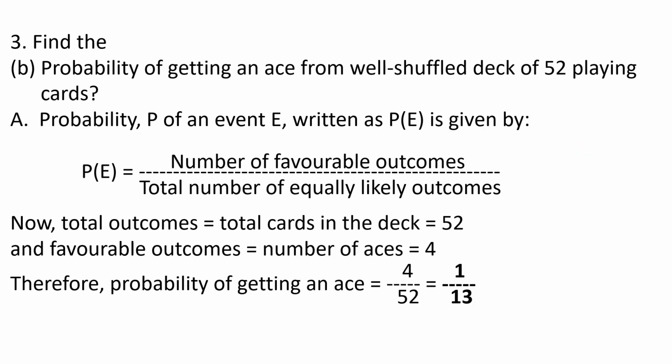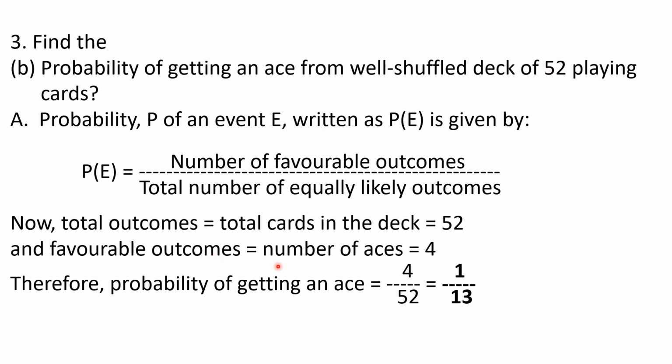Question number 3, part B. Probability of getting an ace from a well shuffled deck of 52 playing cards. So probability P of an event E, written as P(E), is given by number of favorable outcomes divided by total number of equally likely outcomes. Now total outcomes is equal to total cards in the deck. How many cards are there? 52. This information is already given. If it is not given, we should remember that in a deck there are 52 cards.